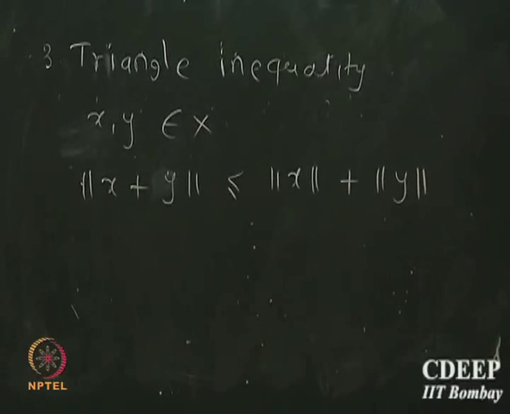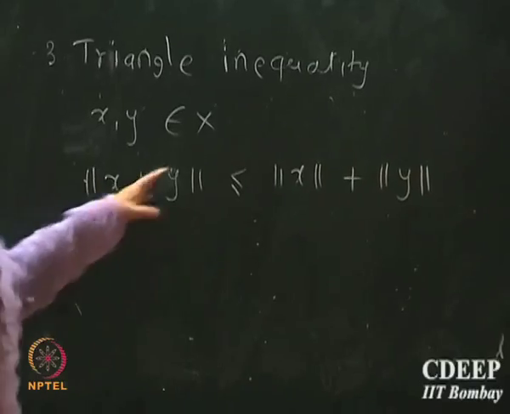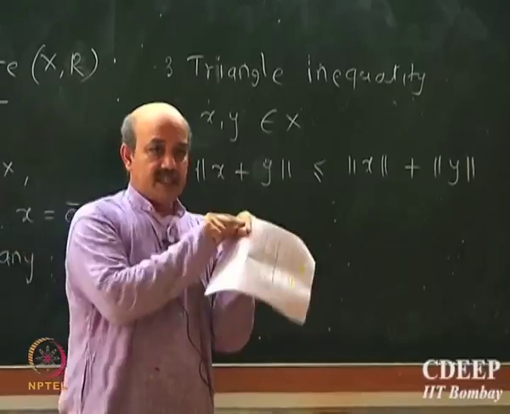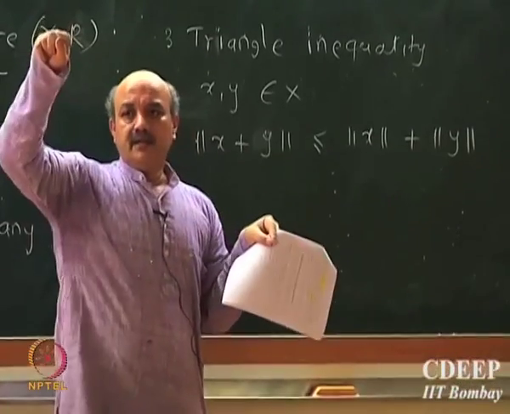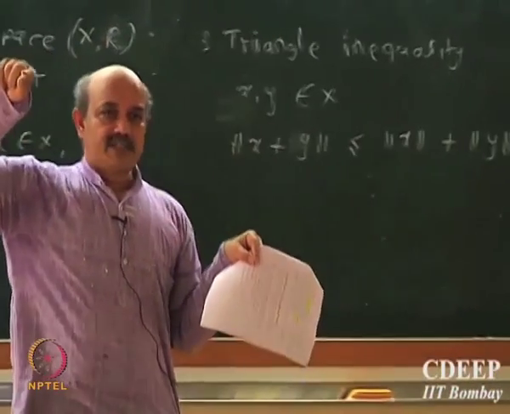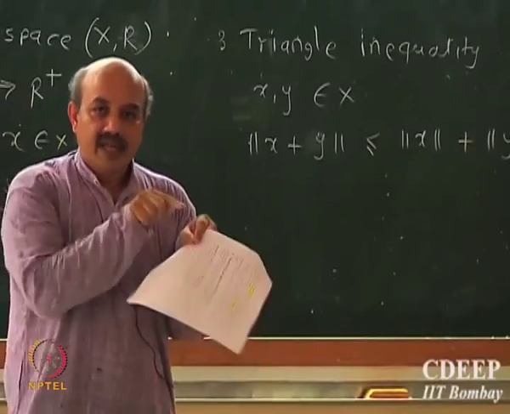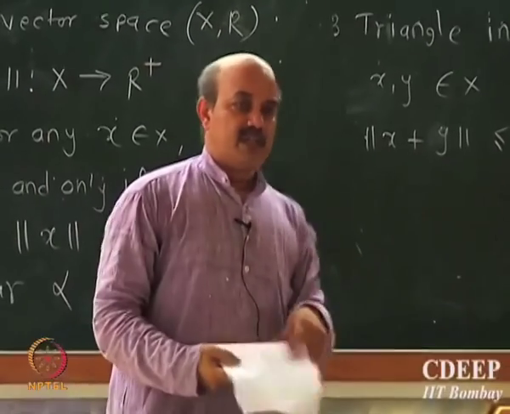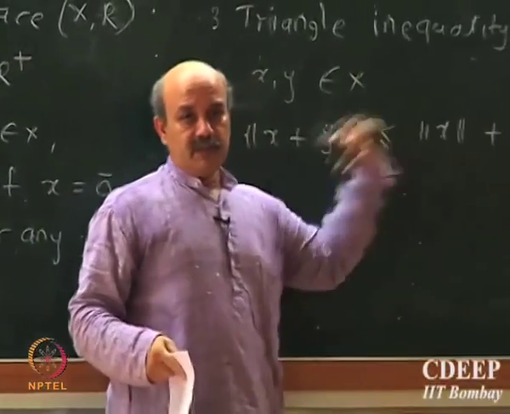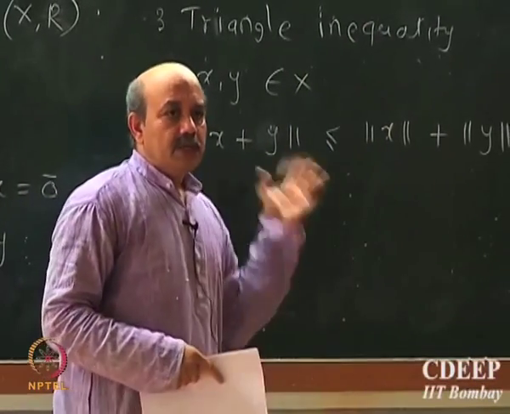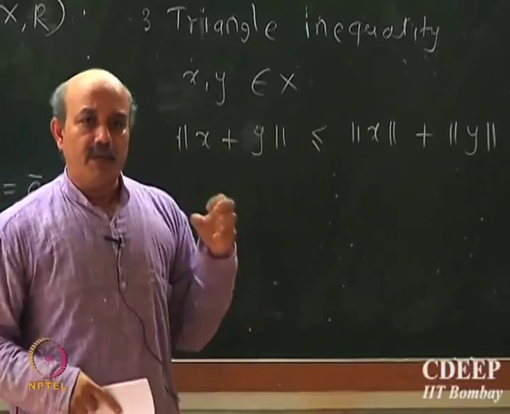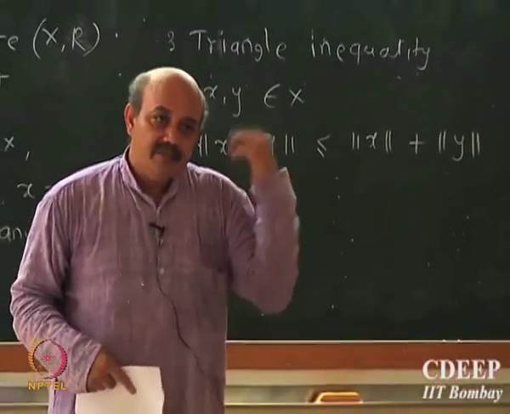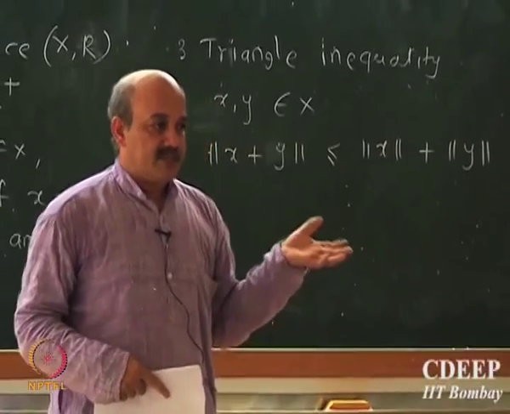This is just to say that result which is being generalized. If I take any two points in the space, the shortest distance is the straight line connecting the two points. Any other way I try to go to that point in the vector space by addition of two vectors will be the larger path. So this is a very fundamental property of the concept of length in three dimensions, which we are generalizing to any other vector space.